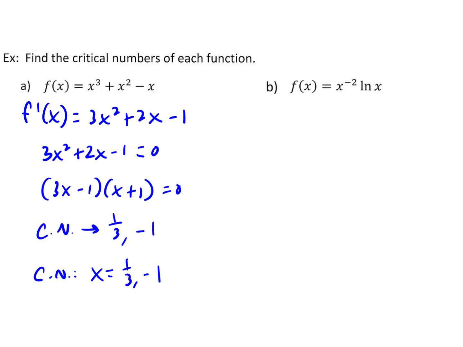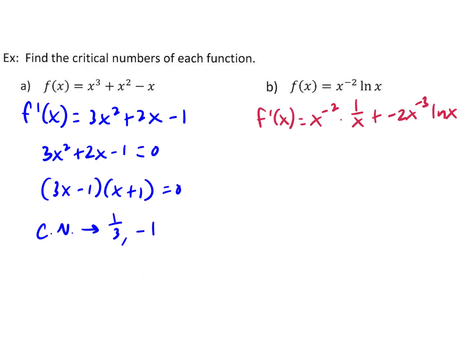Anything special I'm going to have to use for part B? Product rule? Product rule, thank you. Here is how you differentiate it, which is how you should have differentiated it. You could have had these flipped again too. The derivative of this is 1 over x. Derivative of this, -2 x to the -3 times natural log of x.